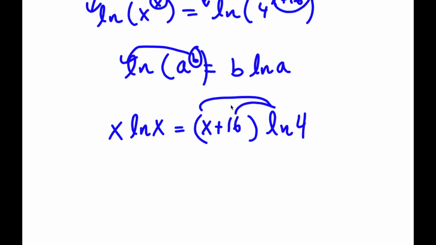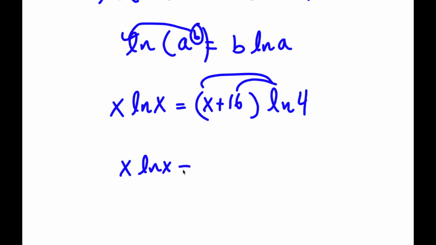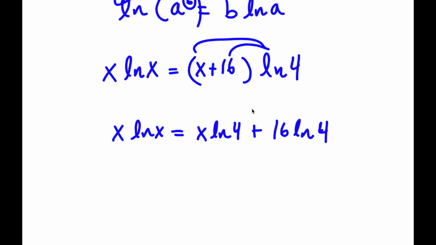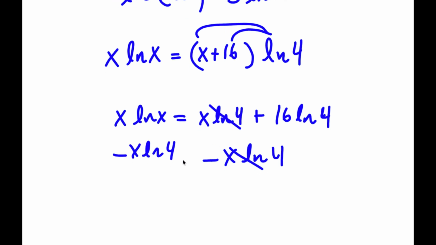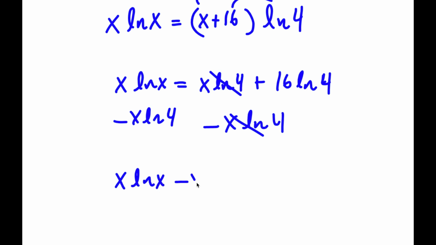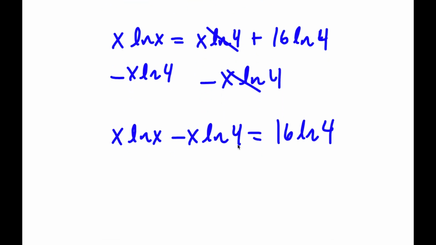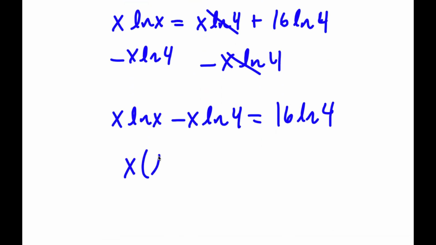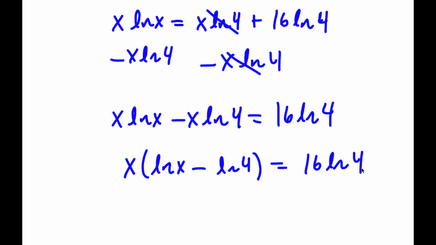Now, if I distribute ln 4, I get x times ln x is equal to x times ln 4 plus 16 times ln 4. Now I'm going to subtract x times ln 4 on both sides. So these two cancel out. Now I have x times ln x minus x times ln 4 is equal to 16 times ln 4. Now from here, if I factor out x, I get x times ln x minus ln 4 is equal to 16 times ln 4.